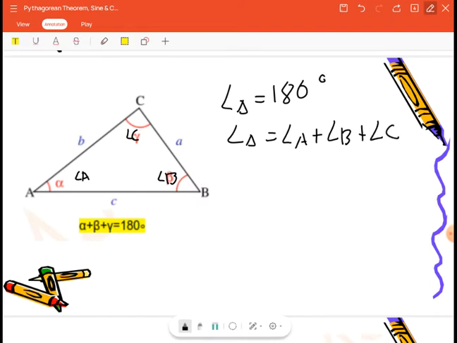Tapos kung paano naman tayo mag-name ng side, kung ano yung opposite niya, say for instance, angle A, yung katapat niya na side ay may maliit na symbol na letter A. So yun naman yung side A. Same dito sa side B, katapat niya yung angle B. Yung side C, katapat niya naman yung angle C.